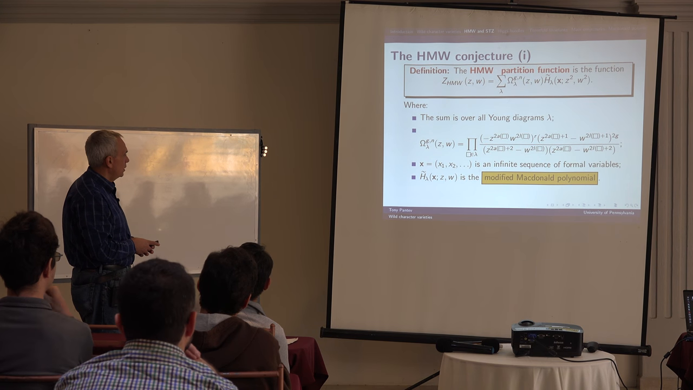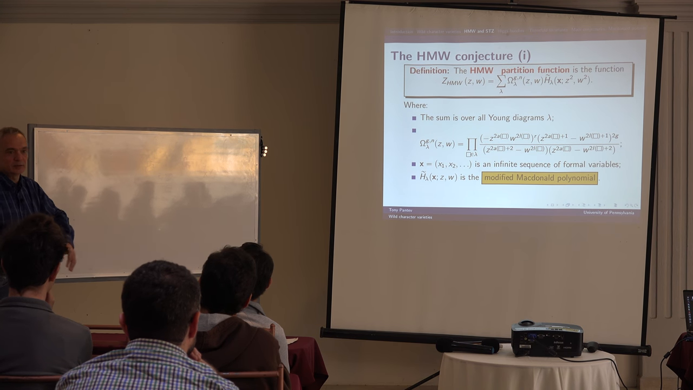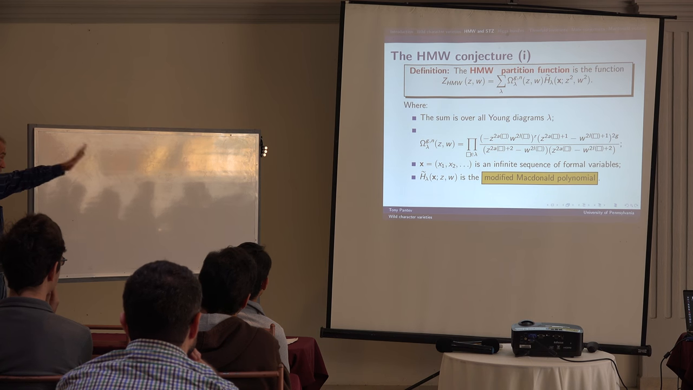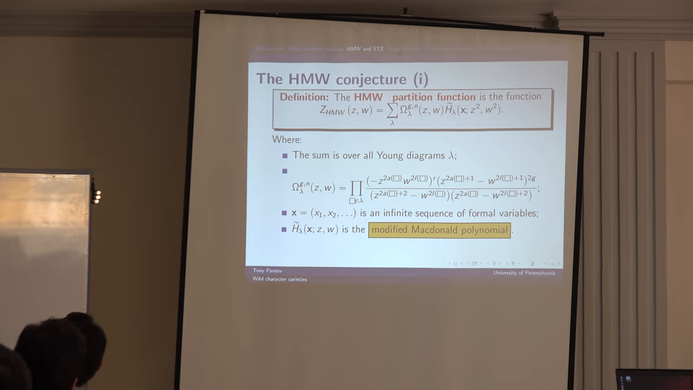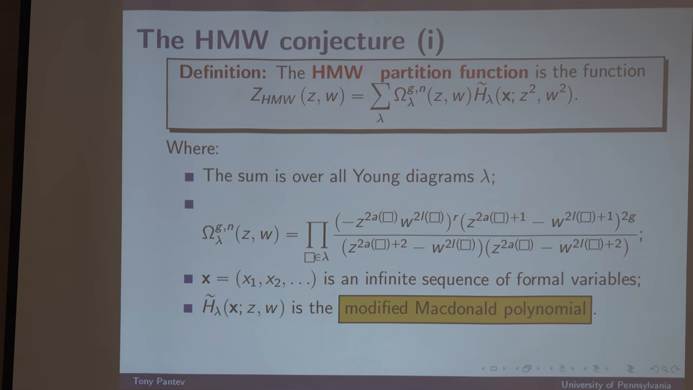Okay. Maybe I'll skip this. I'm not going to explain the modified MacDonald polynomial. It's an explicit combinatorial formula depending on the Young diagram again. It actually has a geometric interpretation: a polynomial that computes the equivariant Hirzebruch genus of the isospectral Hilbert scheme of points of the plane for the action of the torus. So I was going to explain that, but I'm not going to.